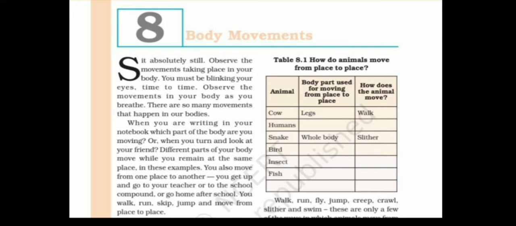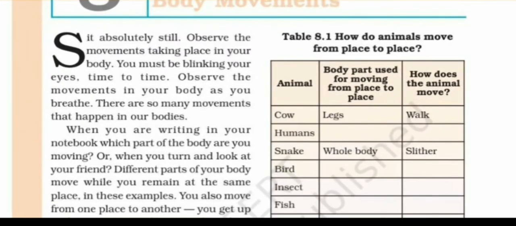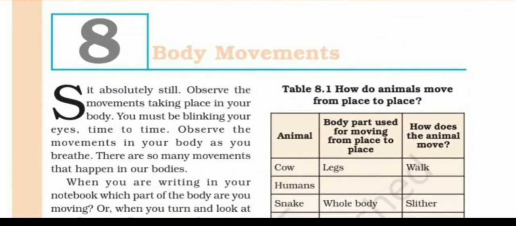Today we will start the 8th chapter of your science, that is body movements. What are different movements in the body? What are different movements in animals? That is called gait. What is gait of animals? Human body and its movements, different types of bones and their locations, that you will study in this chapter. So now let's see the first paragraph.